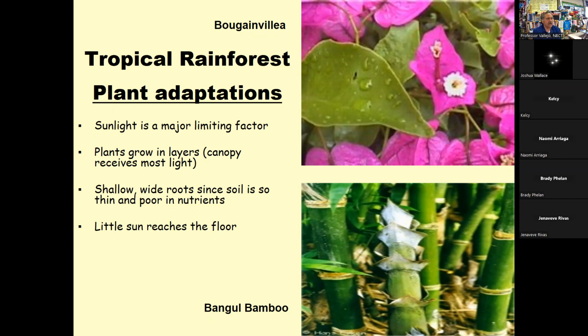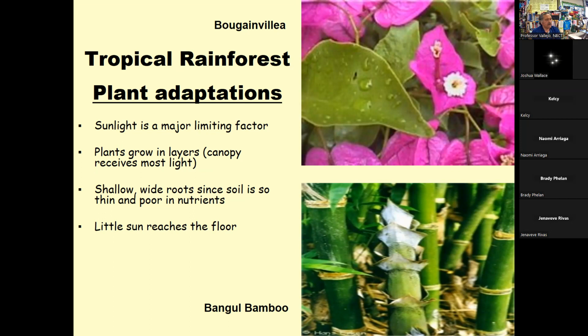Well, what's happening is that you have different levels of plants. And so you have some plants that are very tall and they create a canopy over the tropical rainforest. So the plants that live at the very bottom of the forest and don't grow very tall may have some trouble getting the right amount of light. So that's what the second bullet says: plants grow in layers.